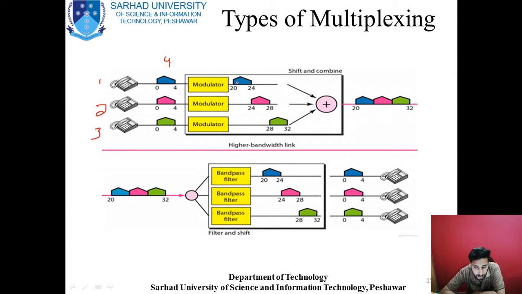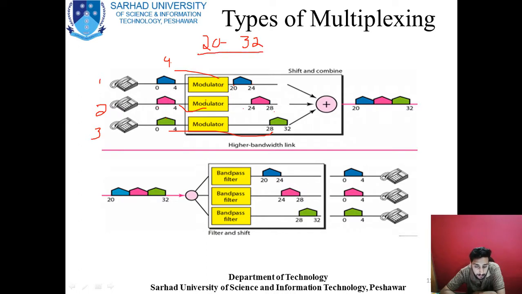So you see the modulator basically gave 20 to 24 kilohertz to the first user. The second modulator gives 24 to 28 kilohertz to the second user, and the third modulator gives the last band to the third user. Now it was given that you only have 20 to 32 kilohertz of bandwidth on the link. This is basically the bandwidth of the link.